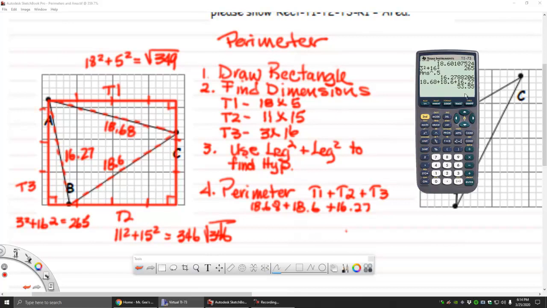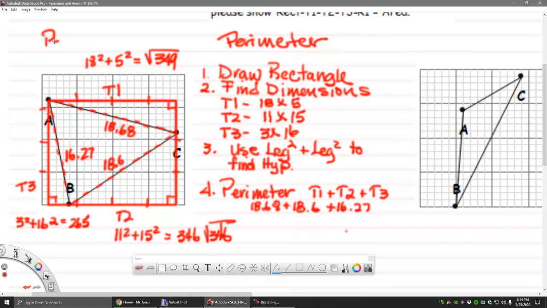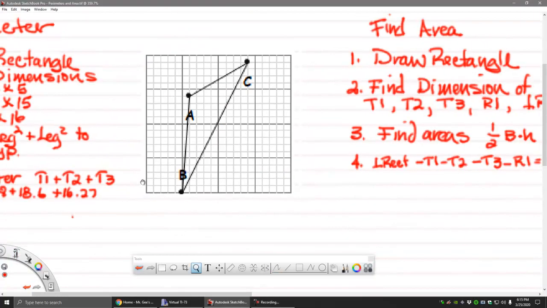So there's the perimeter, 53.55. So the perimeter for this one is 53.55. If I was dealing in feet, that would be in feet, right? Because it's only a linear unit. I'm not dealing with an area. Now on this next one over here, we're going to do the area.